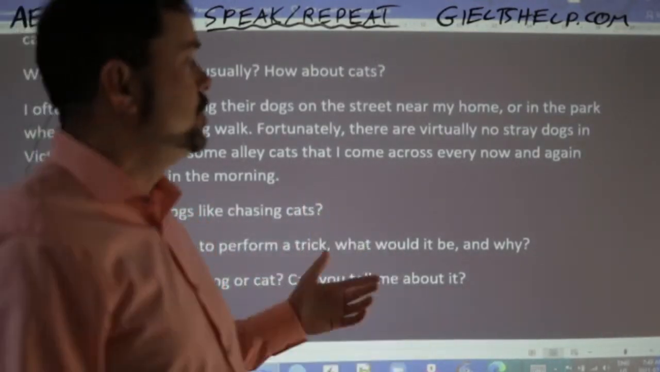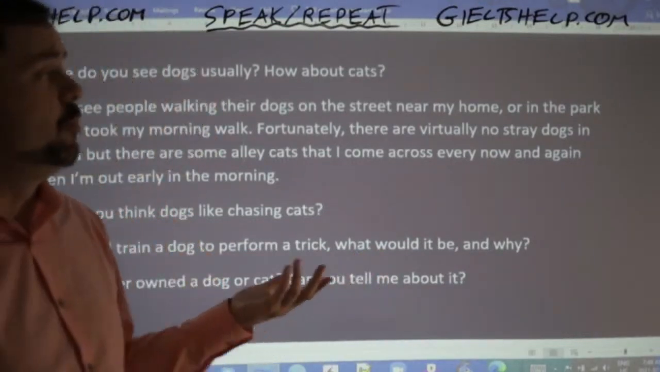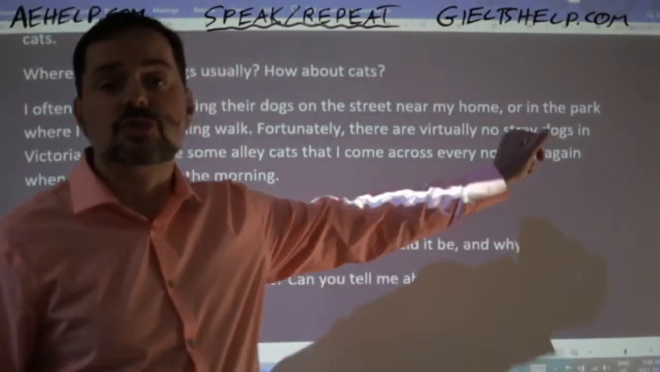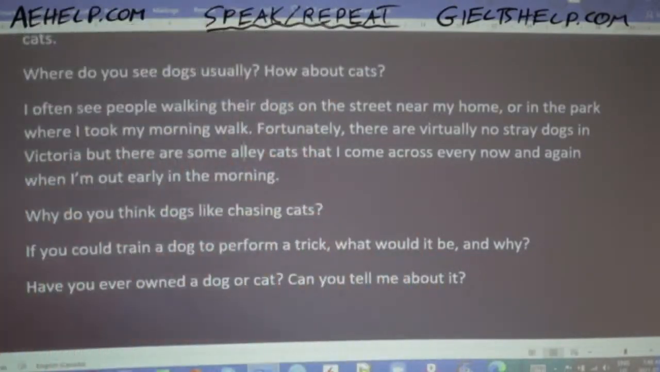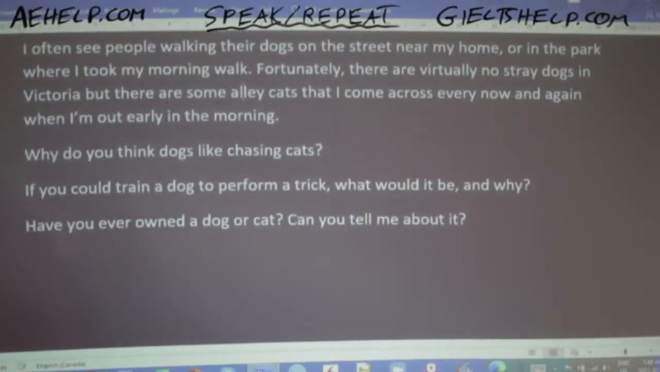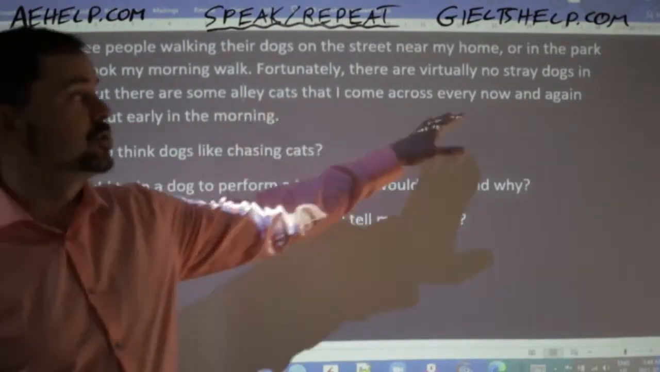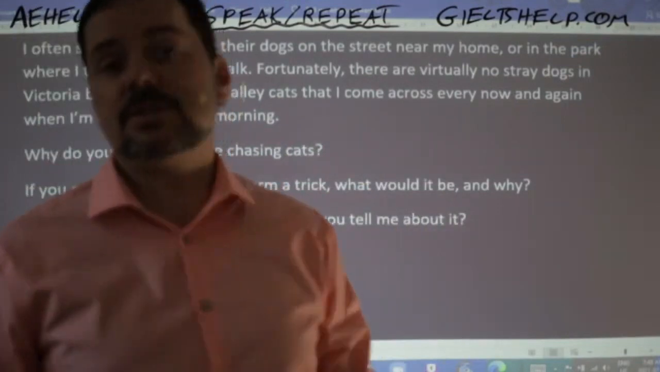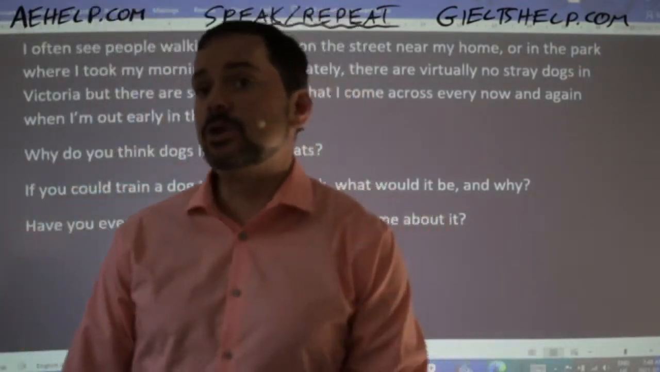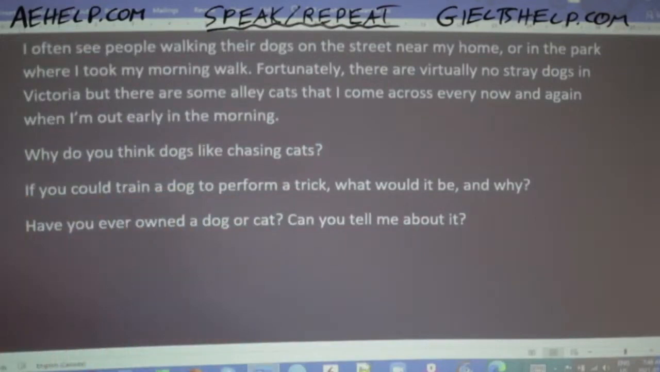Okay, so dogs that don't have owners, that kind of wander around in the streets, they're called stray dogs. In most parts of Canada, that's very, very rare. We don't really have stray dogs. People do not put dogs out on the street. And cats that kind of live on the streets are usually called alley cats. So, stray dogs and alley cats. Remember those collocations. A Band 8, Band 9 candidate would know those words.